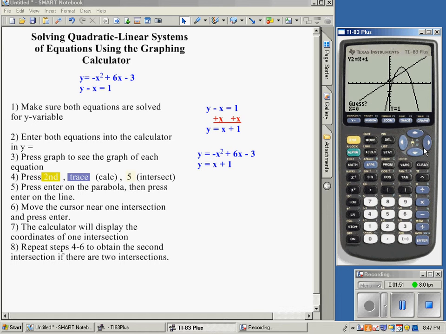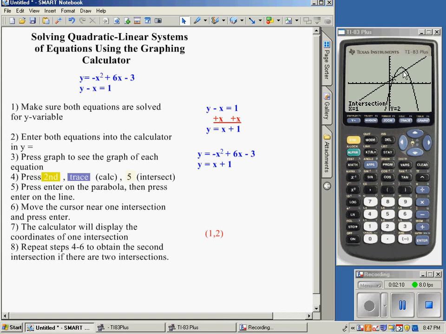Then it wants us to take a guess. This just means to approximate where we think the intersection is. So we'll move the cursor near the intersection, doesn't have to be perfect, and hit enter. And now the calculator will display the coordinates of the first intersection, 1, 2.